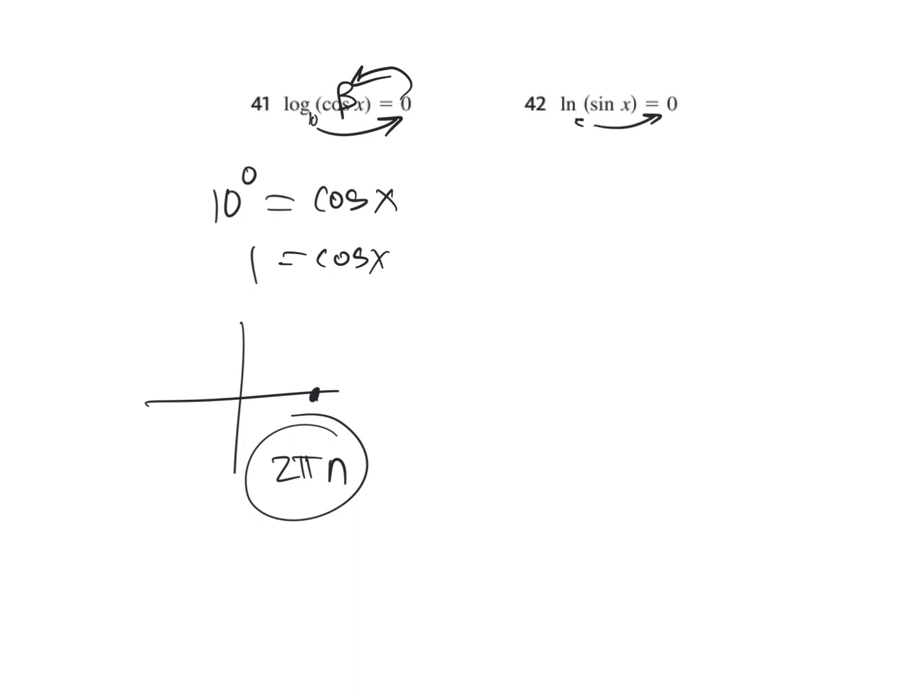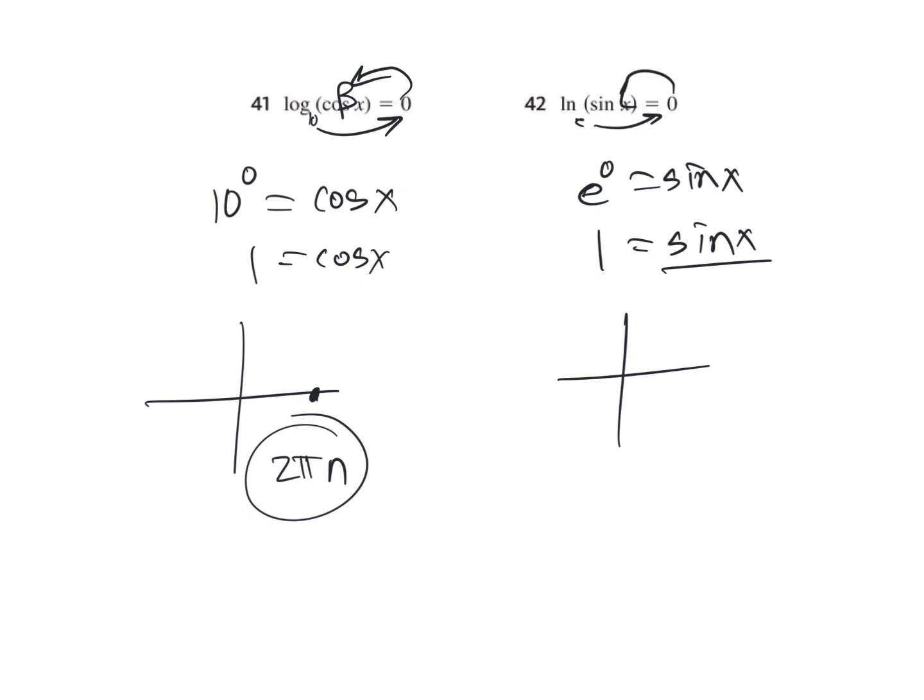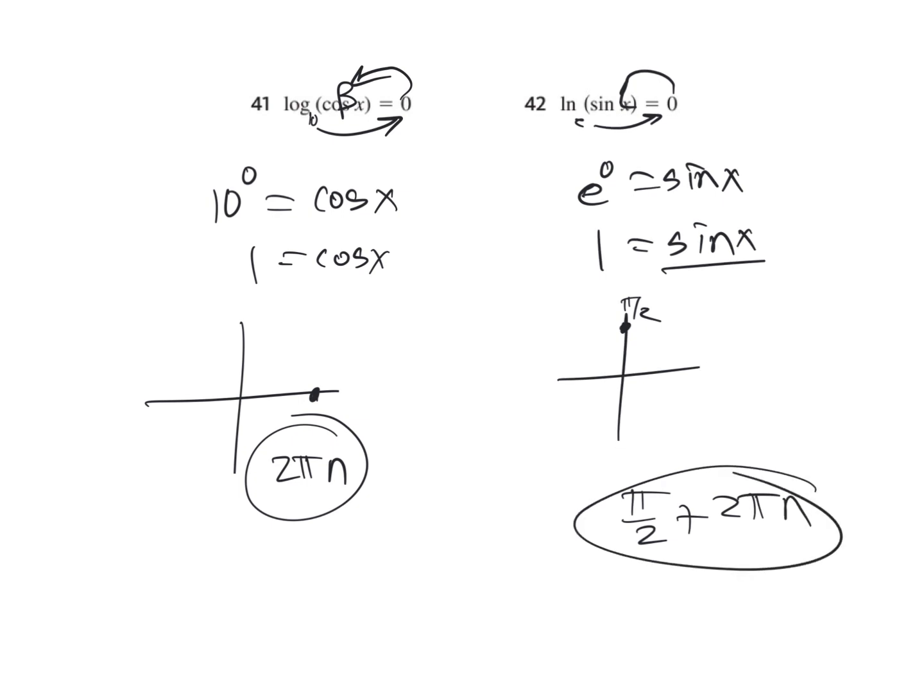Here, e to the 0 equals sine of x. And again, anything to the 0 power is 1. So where is the y value positive 1? Right there, pi over 2. So this would be pi over 2 plus 2 pi n. And that's those sets of problems.